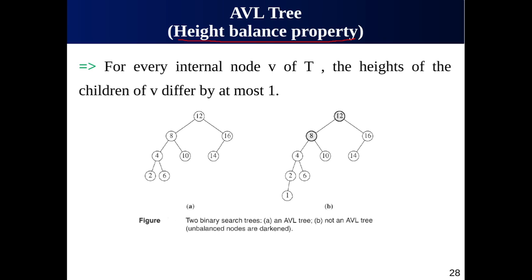While the tree shown in figure B is not an AVL tree, because you can see that some of the nodes have left subtrees whose heights are much larger than the right subtrees. Now you can see here the height is much larger than the height here. So if the height of one subtree is greater than the height of the other subtree, then that is not an example of an AVL tree.